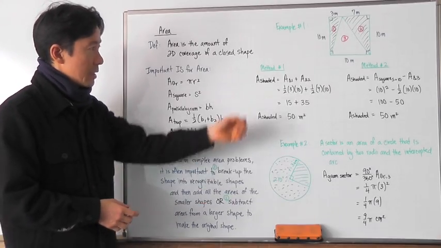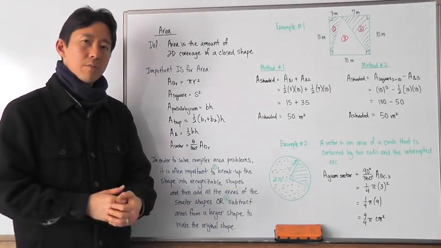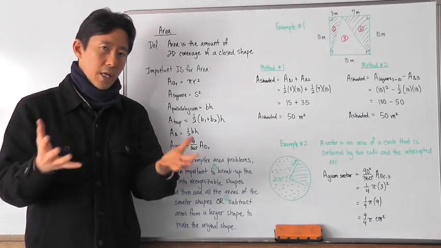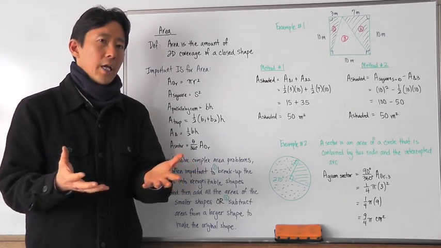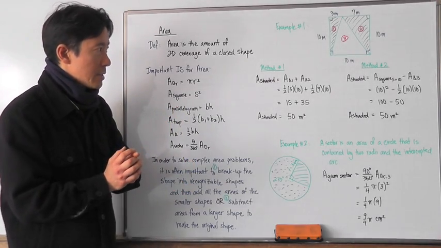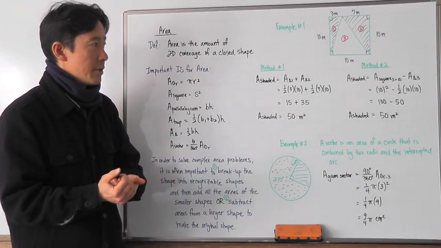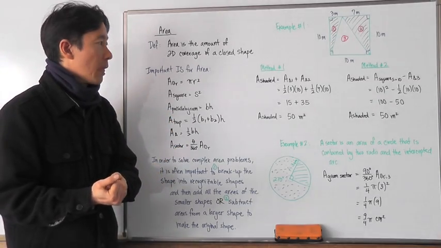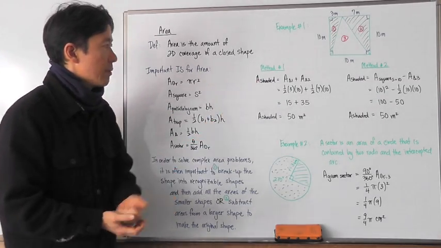Or we're going to take a look at method 2 as well, which is we're going to take a look at the bigger shape, which contains the original shape that we want, and then subtract smaller areas to come up with the area of the shaded shape that we have. So let's take a look at method number 1.